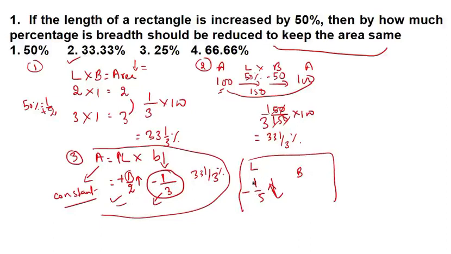Suppose my length got decreased by 1 by 5, then the breadth has to get increased to make the area constant. So look guys, the upper number will remain the same, then this is a minus sign, so if you minus 5 from 1 it will be 4. So 1 by 4 means 25%. Getting my point? Hope you understood it. So let's move ahead.